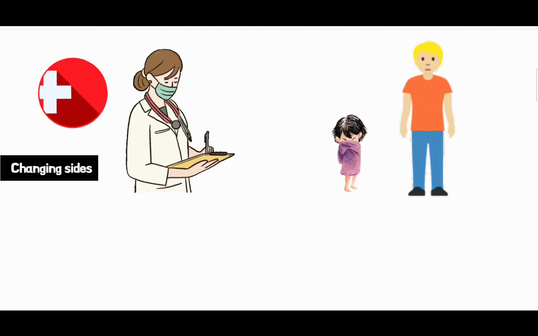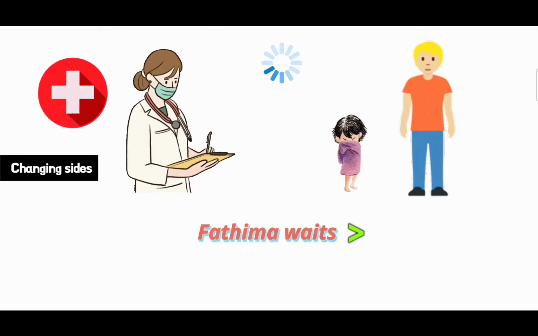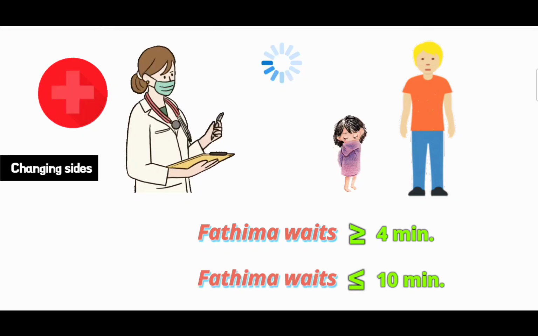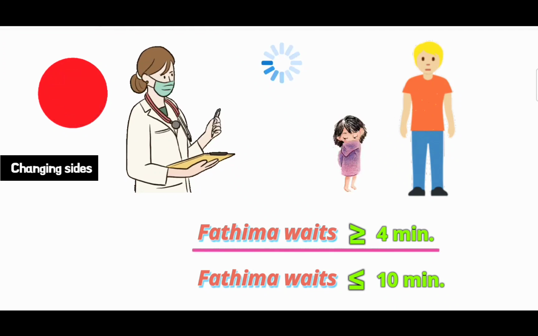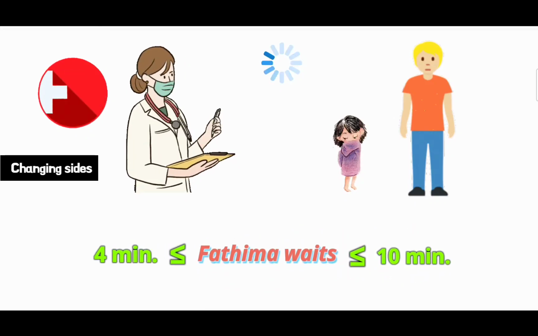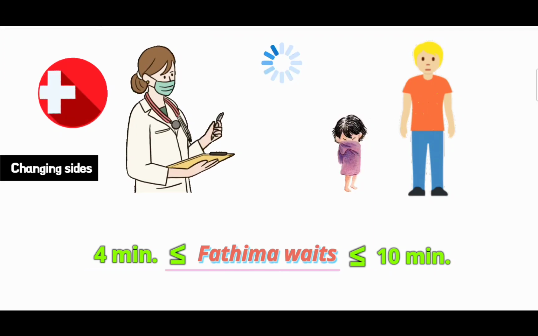Here is another example using greater than or equal to and less than or equal to. Let's say Fatima went to the doctor because she was not feeling well. The waiting time to see the doctor is greater than 4 minutes but less than 10 minutes. How long will she be waiting? Answer. Something greater than or possibly equal to 4 minutes and less than or possibly equal to 10 minutes. Fatima waits greater than or equal to 4 minutes. Fatima waits less than or equal to 10 minutes. This can be written down in just one line. 4 minutes less than or equal to Fatima waits less than or equal to 10 minutes.